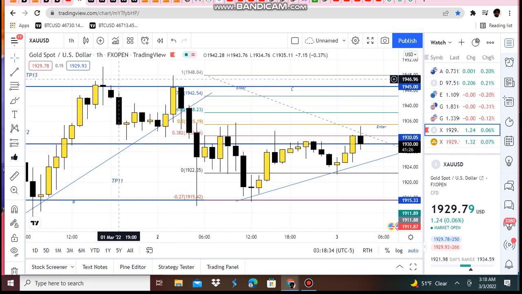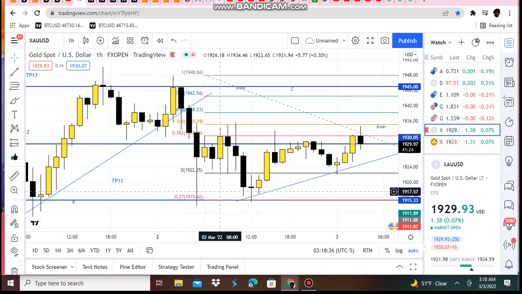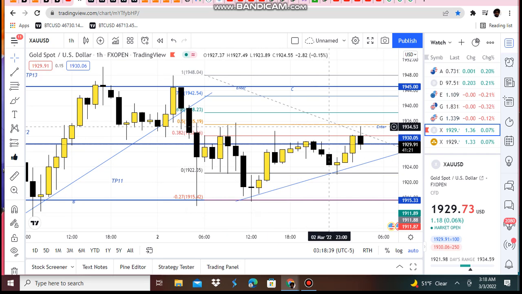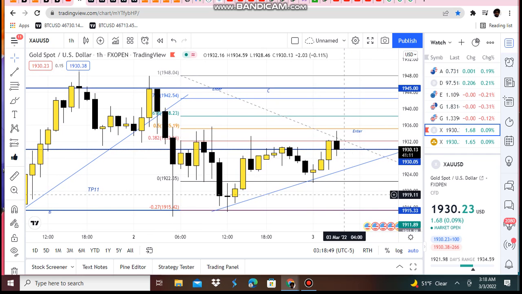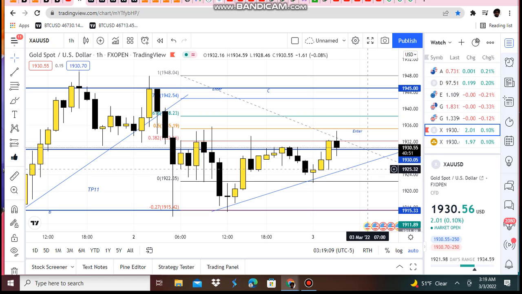Price started making lower lows right here, and lower highs, and lower lows, and lower highs, and lower lows. So we're really looking for lower highs and lower lows. And price should go back down to 1915, 27 extension sometime soon. Around 5, 6 o'clock, we should see price heading back down to zero, and then eventually 27 extension. But I'll keep you updated with that. But that's just my analysis. Everybody trades differently. I just want to give you some ideas of what price is doing overall.